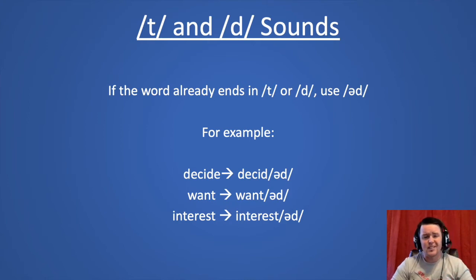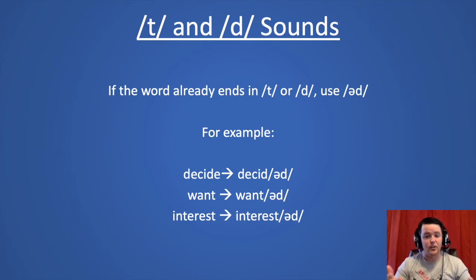The taco and dog sounds are the easiest. If the word already ends in T or D, then we use the ud sound. For example, decide ends in D, the dog sound already. So we say decided. Want ends in the taco sound already, the T. So we pronounce it wanted.